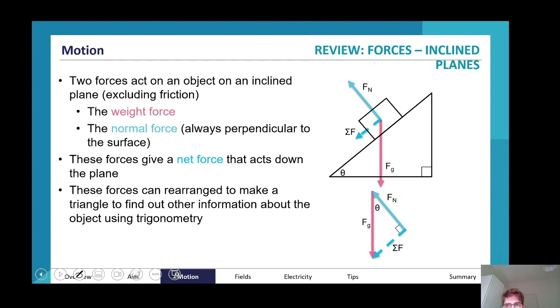Now, when reviewing forces and inclined planes, we need to state that two forces act on an object on an inclined plane excluding friction. There is the weight force and the normal force, and these forces give a net force that acts downwards. These forces can be rearranged to make a triangle to find out other information about the object using trigonometry.